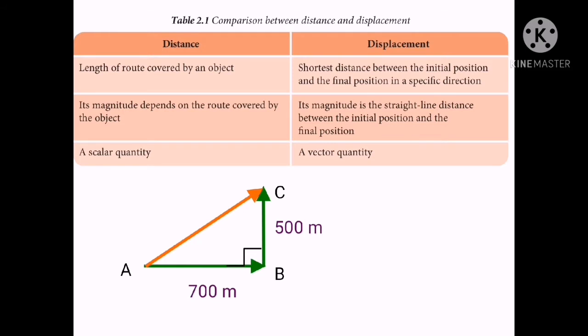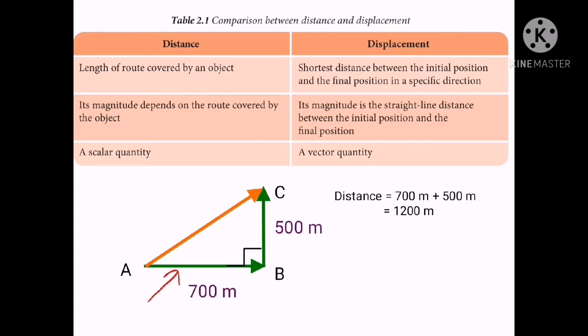Alright, if you look here, this green arrow shows distance from A to B and then to C. What is the distance covered by the boy here? Let's say he is moving from A to B, then to C. The distance would be 700 meter plus 500 meter, and that is equal to 1200 meter. So that is the distance covered by the boy.